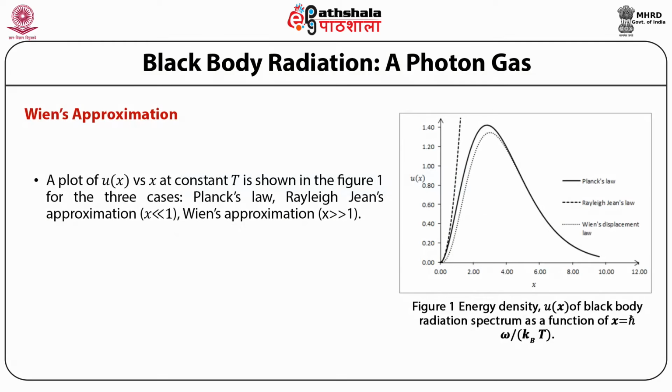A plot of u(x) versus x at constant T is shown in figure 1 for the three cases: Planck's law, the Rayleigh-Jeans approximation, and Wien's approximation. The first one is shown as a solid curve, the second one with dashed lines, and the third one as dotted lines. The first one corresponds to Planck's law. The second one corresponds to the Rayleigh-Jeans law, that is x very much less than 1, and the third one corresponds to Wien's approximation, that is x very much greater than 1.